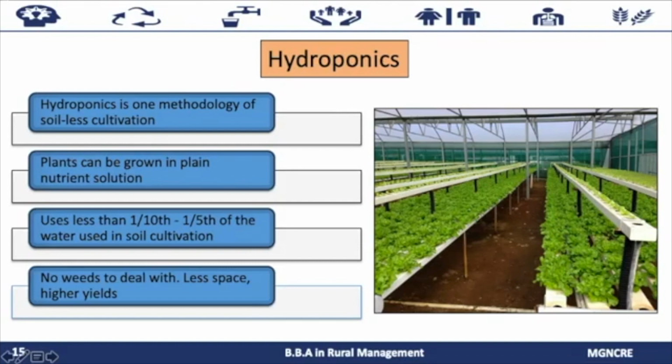Hydroponics uses one third to one fifth of the water used in soil cultivation. It saves a lot of water, and we can say there are no weeds to deal with, and there is less space needed and higher yield as compared to other farming.